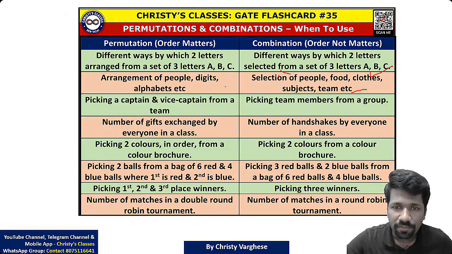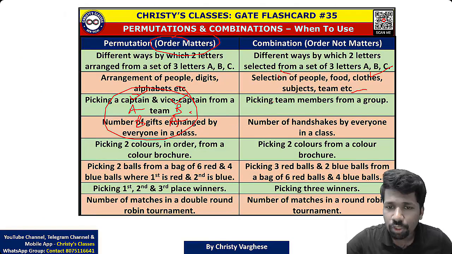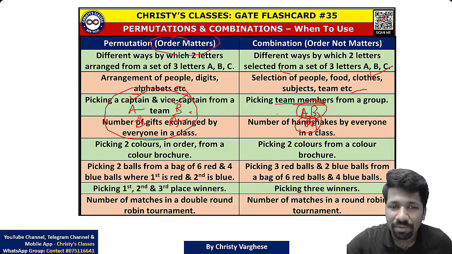So that way, then picking a captain and vice captain, there A captain, B vice captain, B captain, A vice captain, वो दोनों different है. So order matters. But picking two people for forming a badminton team, so A के बाद B या B के बाद A, दोनों A, B are just team members. There is no captain, vice captain among them. Are you getting the point? There only AB is same as BA. So if AB is same as BA, that is combination. If AB is different from BA, that is order matters, that is permutation.